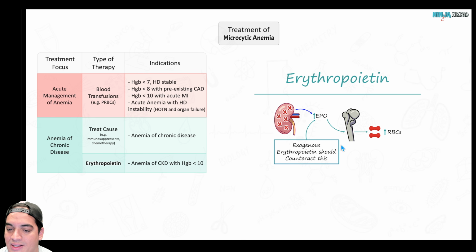You don't do this if it's anemia due to SLE or RA or cancer generally. We don't do ESAs for those reasons. We only really treat the underlying disease in those, and then EPO if they have anemia of CKD.